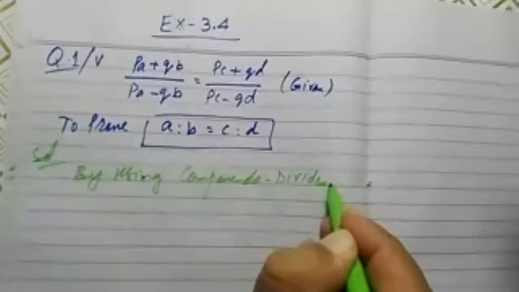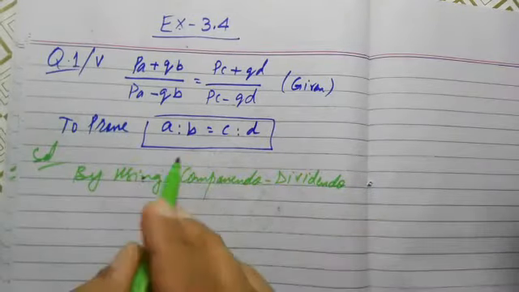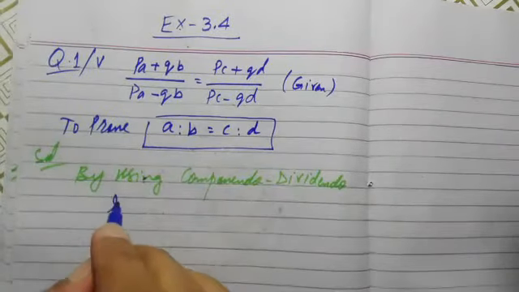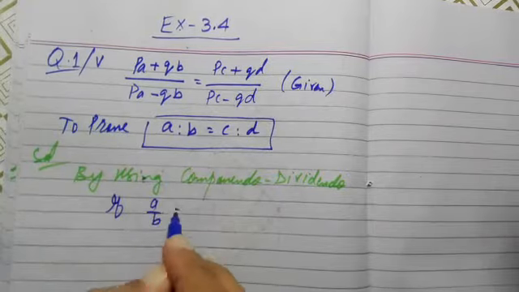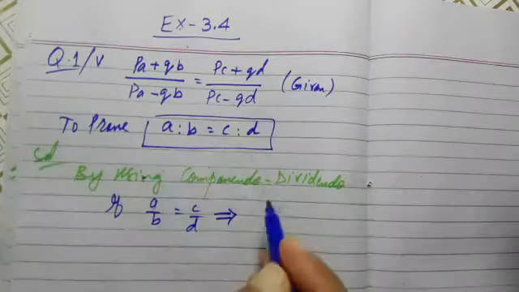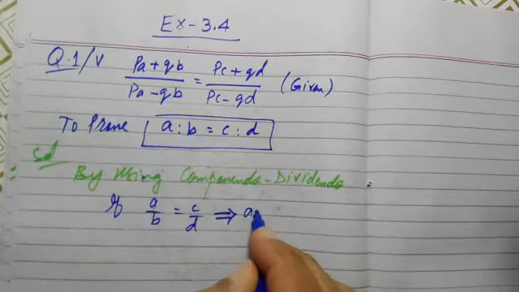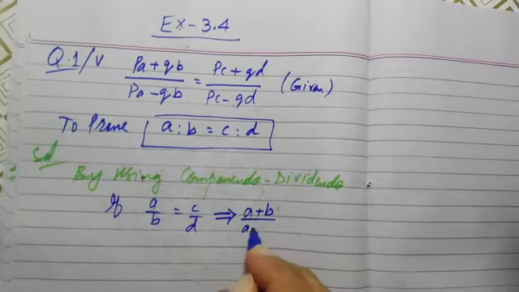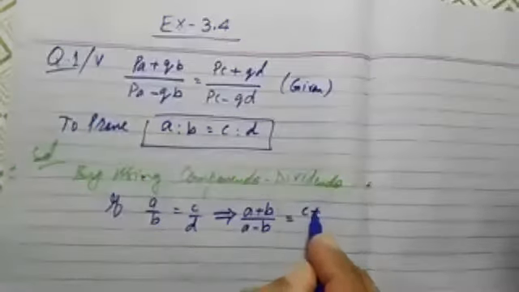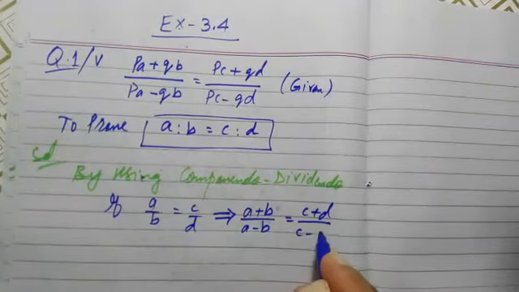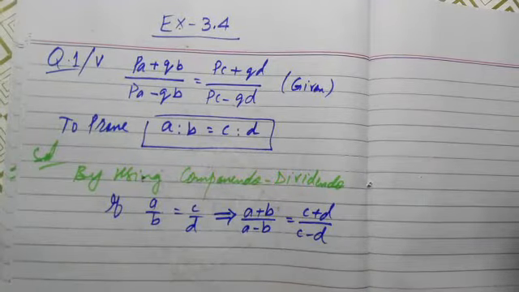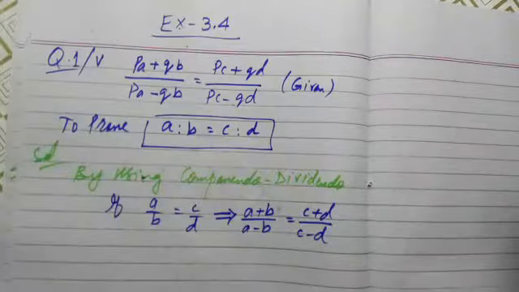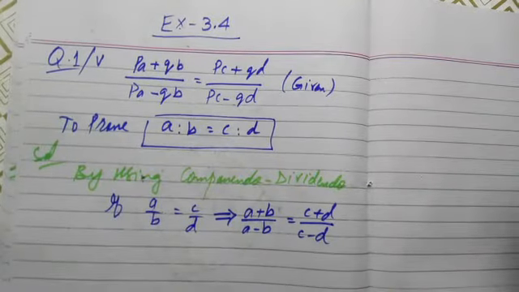So according to the statement, if A over B is equal to C over D, then this implies that (A plus B) over (A minus B) will be equal to (C plus D) divided by (C minus D). So this is the statement of the question, and once you have done this, you have to start applying the method. Fine. Don't forget about it.